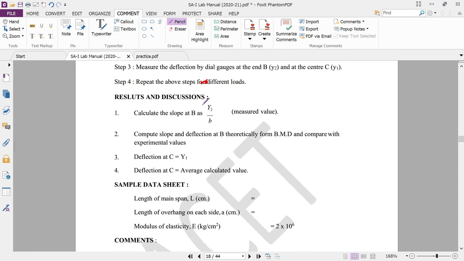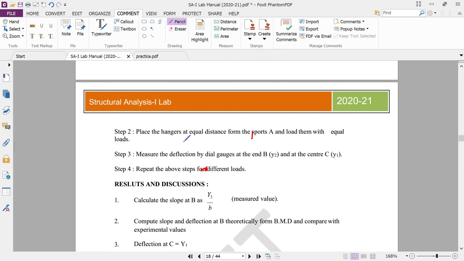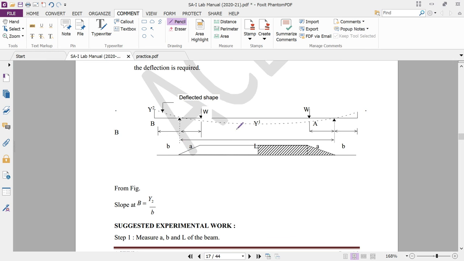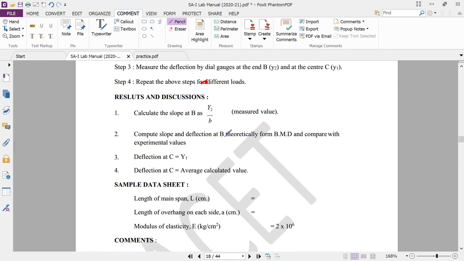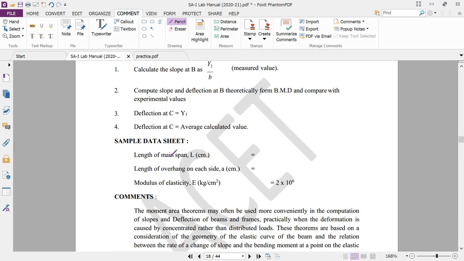So in the result discussion, what we are going to do is calculate the slope at B, which is equal to y2 by C as the measured value. Then compute the slope and deflection at B theoretically, from the bending moment theorem, and compare it with the experimental value. Then the deflection at C is equal to y1, and the deflection at C is equal to the average value. The sample data sheet can be calculated.